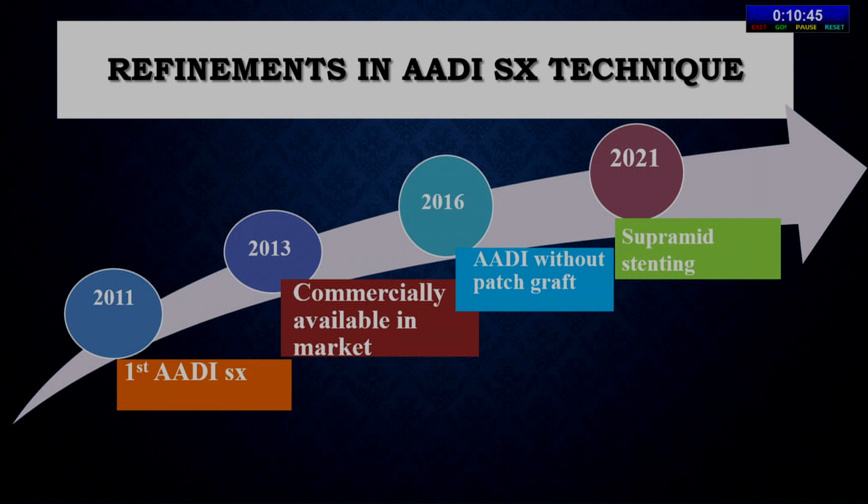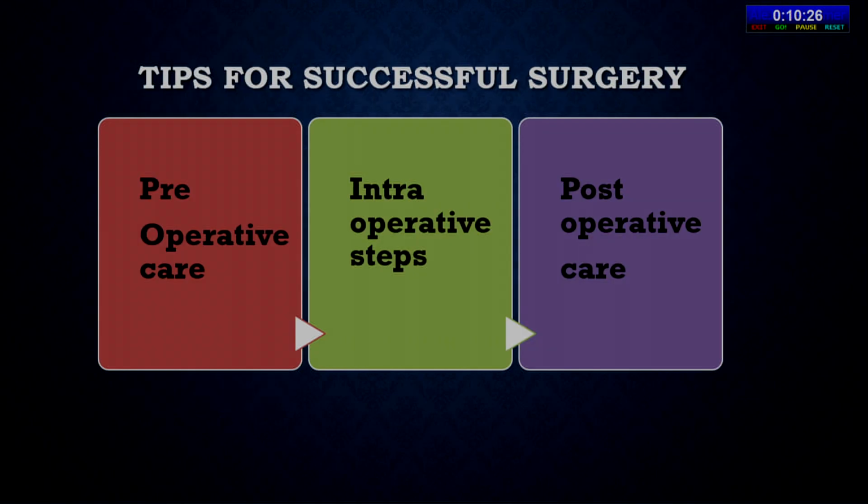So this tunnel will prevent the tube exposure in the post-operative period, and from 2021 we started doing the supramid stenting, which is nothing but 3-0 nylon multifilament suture. It is used as an internal tube occlusion suture. So this will prevent the hypotony, which is most commonly seen with non-valved implants.